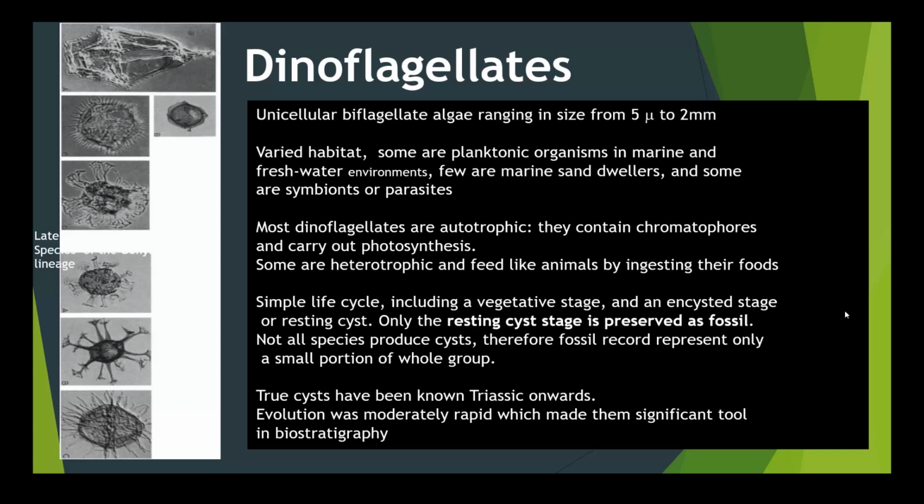They have a simple life cycle which includes a vegetative state and an encysted state, or the resting cyst. Only the resting cyst stage is preserved as fossil. Not all species produce cysts. Therefore, the fossil record represents only a small portion of the whole group. True cysts have been known from Triassic times. Evolution was moderately rapid, which made them a significant tool in biostratigraphy.